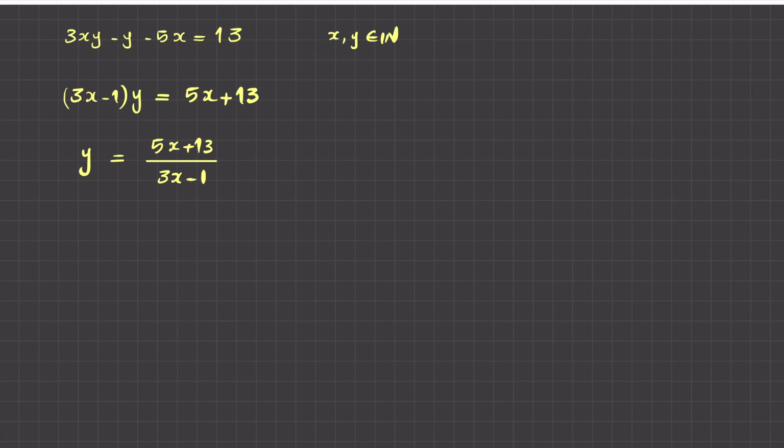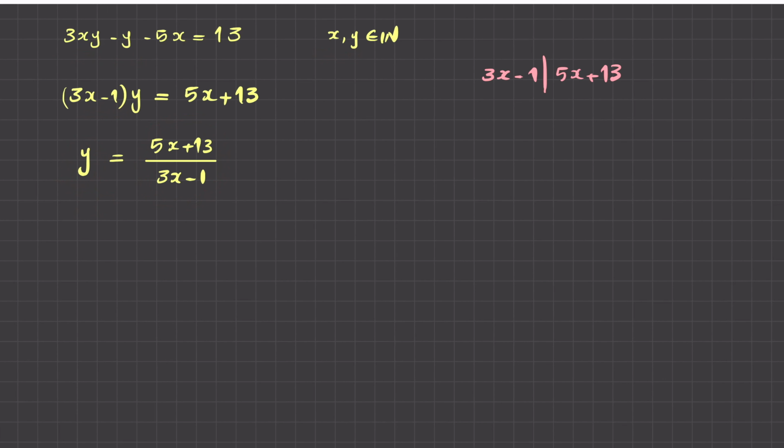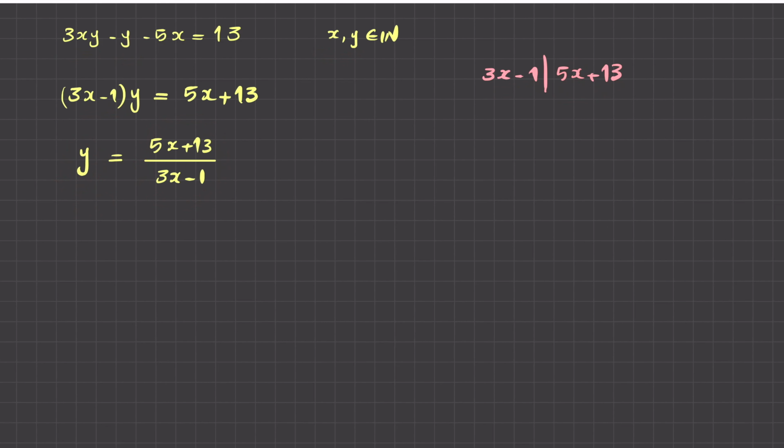But of course, in this form it is not very useful, even though I know that this is a natural number, so this means that this fraction is supposed to be a natural number. So what does it mean? It means that I demand that 3x minus 1 divides 5x plus 13. But the problem is that this is not easy to be able to find all possible values of x for which the left-hand side divides the right-hand side. The reason is that the right-hand side also depends on the variable x. So it's not a fixed number.